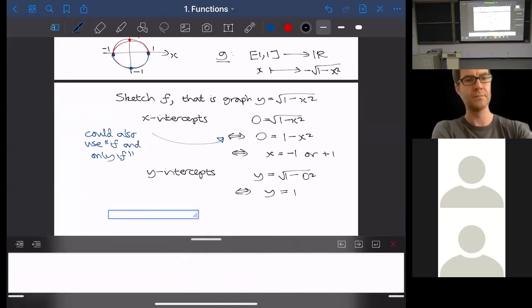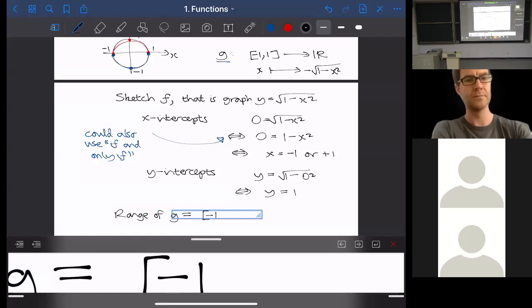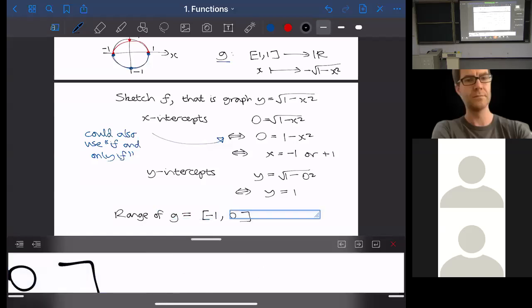So what's the range of the function now? The range of g here, we can see from our sketch, is minus 1 to 0.